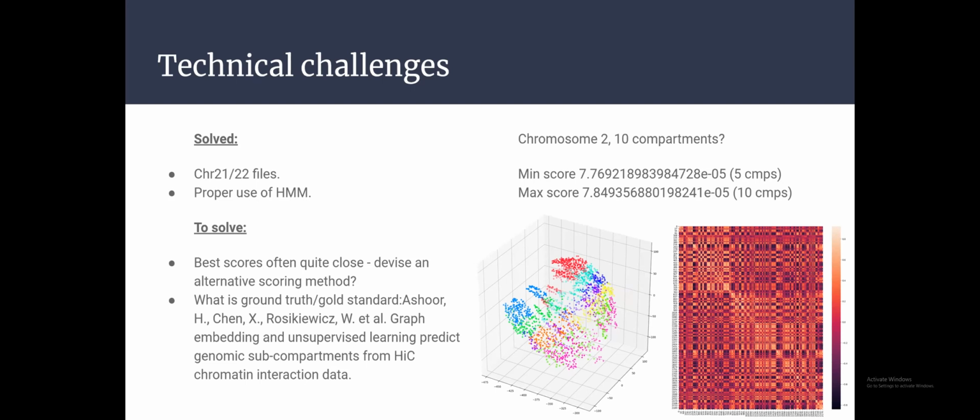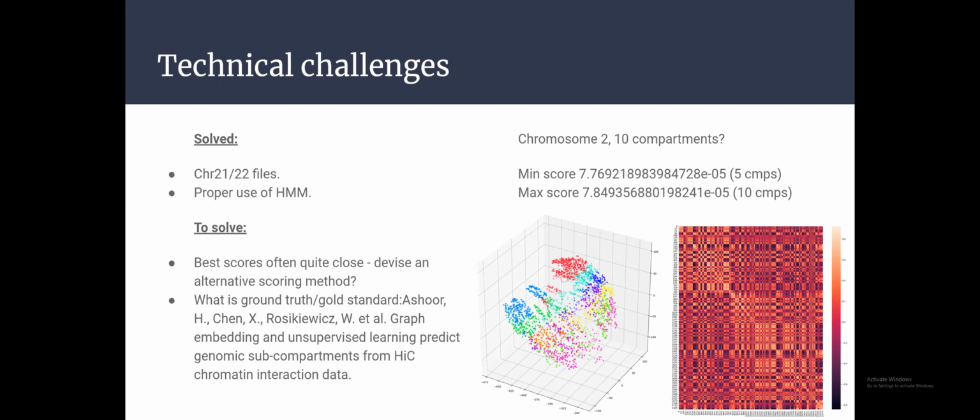We had some problems that we solved. What we didn't solve, or would like to compare with, are some more advanced methods. We managed to find one, which is quite a new article from Nature, where they use deep learning to predict the subcompartments from Hi-C data. If we manage to get this method working, we could compare our model to this more advanced one. That's something we would like to do.